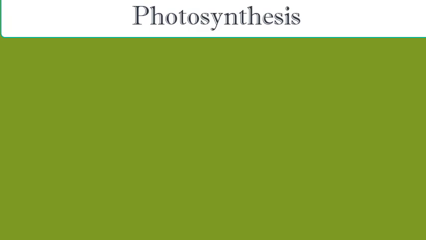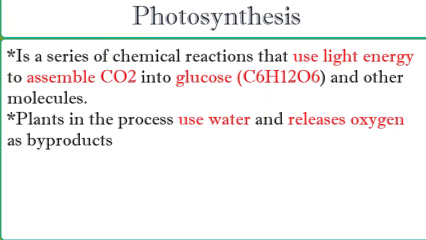Photosynthesis. Photosynthesis is a series of chemical reactions by which green plants, algae, and some bacteria convert light energy into chemical energy that is stored in glucose or other organic compounds. This process is fundamental to life on Earth as it provides the primary source of energy for almost all organisms and contributes to the oxygen content of the atmosphere.